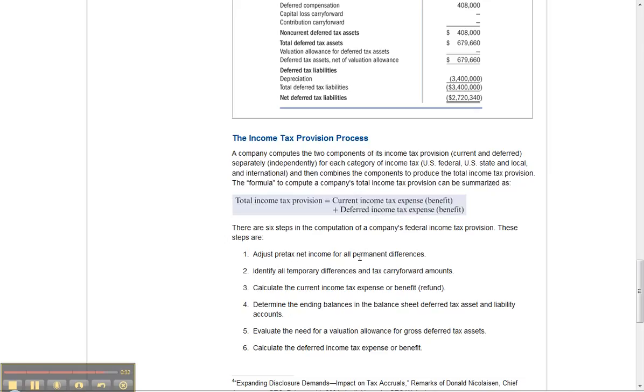The first step is finding all your permanent differences, identify the temporary differences. We're going to calculate our current tax expense or benefit is the first thing we're going to calculate, and then we're going to move on to looking at our deferred tax asset or liability.